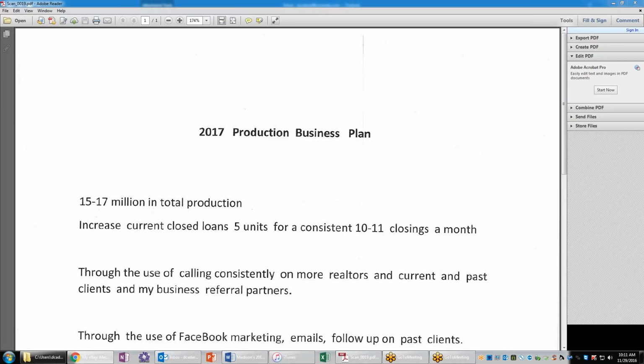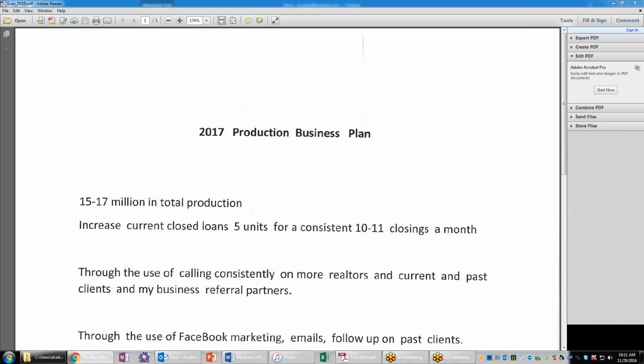Realtors is maybe 20 to 25%. That's where my biggest rate shoppers are coming from. And what about your past clients? Probably 35 to 40%.